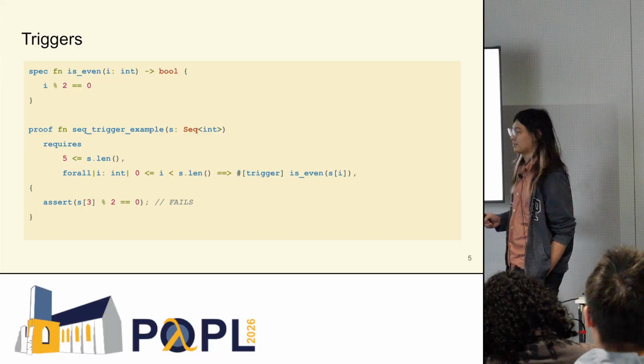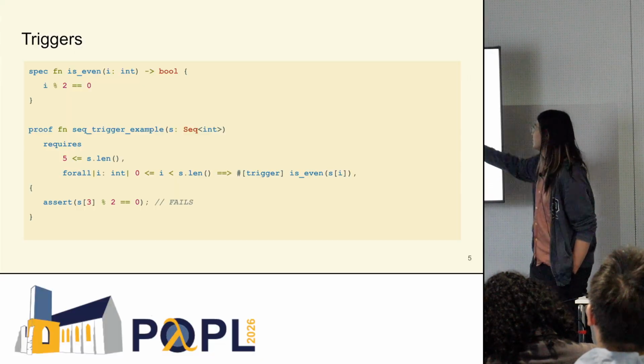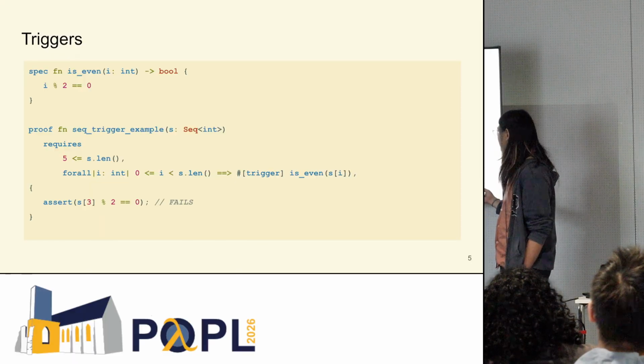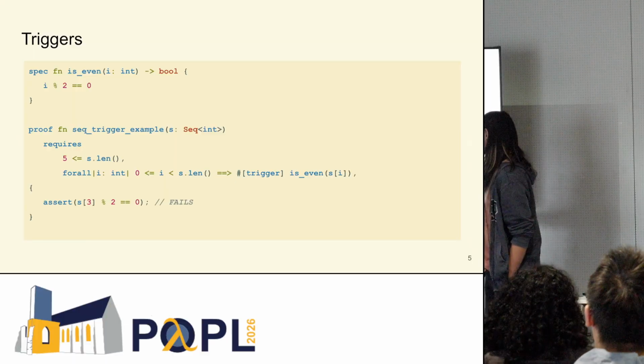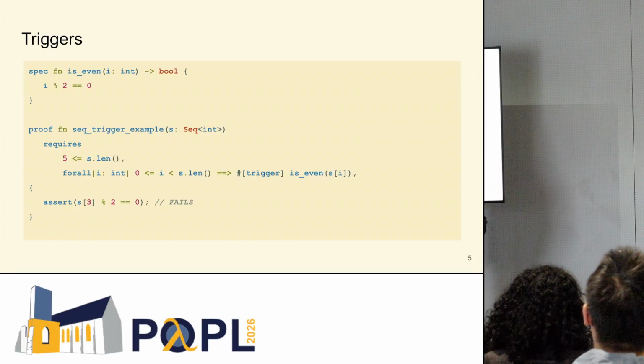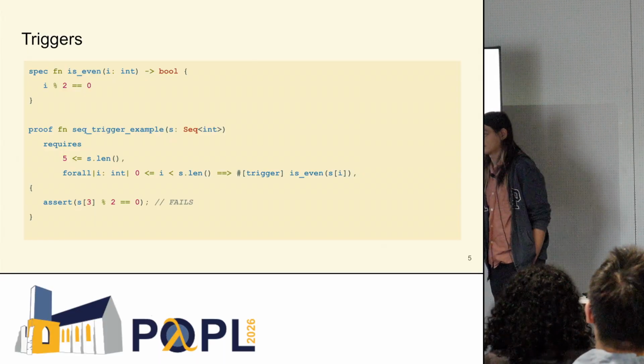And here's a short example of how triggers work. Here I have a spec function is_even, saying that the value mod 2 will be 0. I have a lemma saying that my sequence length is greater than 5, and every element in the sequence is an even number.